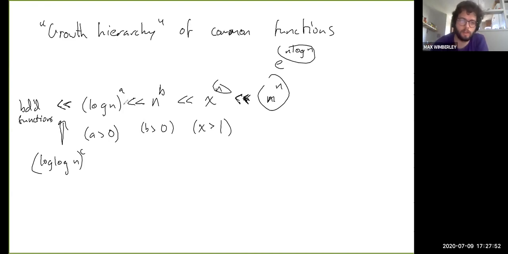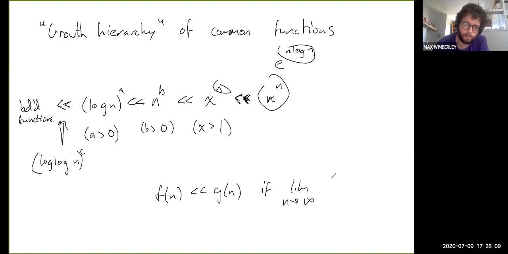And just to be clear, you can give this double less than thing a rigorous meaning. We would say that f of n is double less than g of n if the limit as n goes to infinity of f of n over g of n is 0, right? That's what we're saying when we do this.